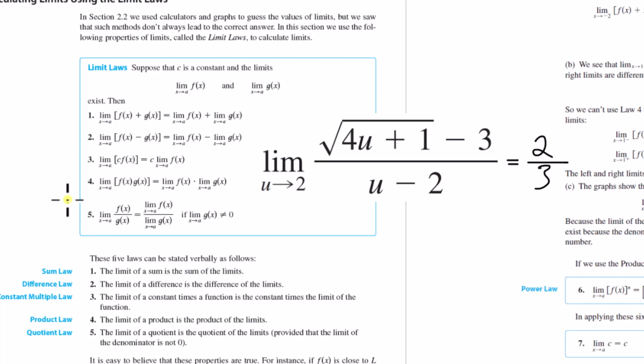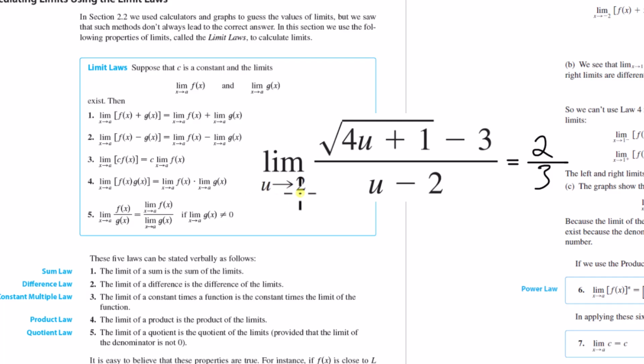Okay, so how are these laws proven then? And really, when asking the question, how are these laws proven, you first need to ask, what is the exact definition of the limit, right? If you don't know what the exact official definition of the limit is, then you can't prove laws like this that involve limits, right?